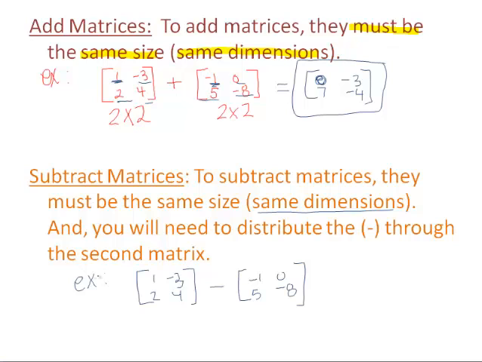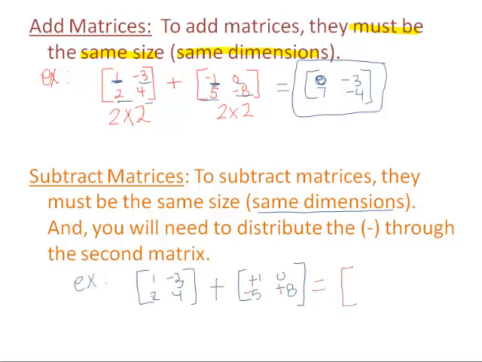So I'm going to distribute my negative. So I'm going to make this a plus and distribute it through. So this is going to become a plus. The 0 would become negative, but 0 is going to stay the same. This becomes a negative, and then the negative 8 will become positive. And now what it becomes is just another addition problem.